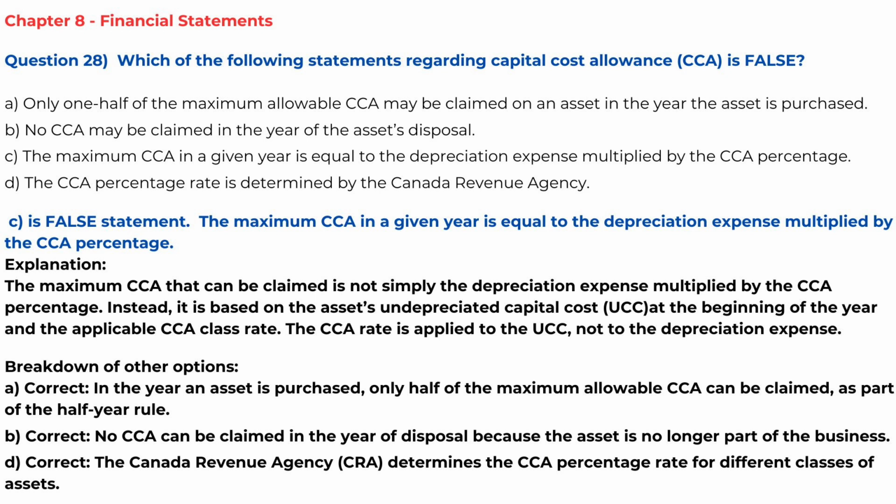Breakdown of other options. A. Correct. In the year an asset is purchased, only half of the maximum allowable CCA can be claimed, as part of the half-year rule. B. Correct. No CCA can be claimed in the year of disposal because the asset is no longer part of the business. D. Correct. The Canada Revenue Agency, CRA, determines the CCA percentage rate for different classes of assets.